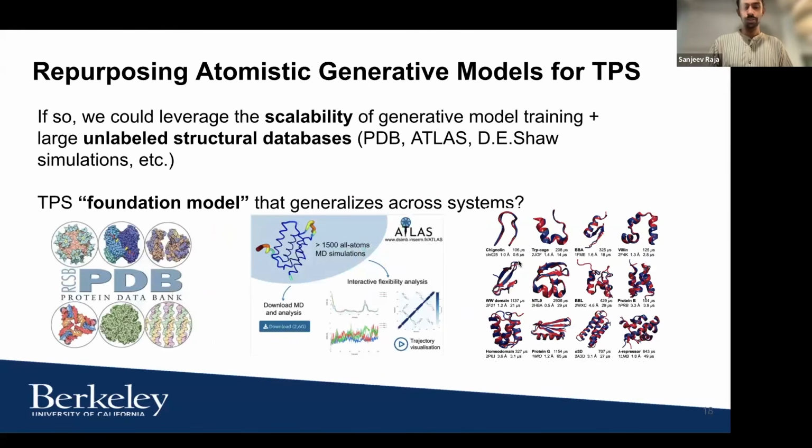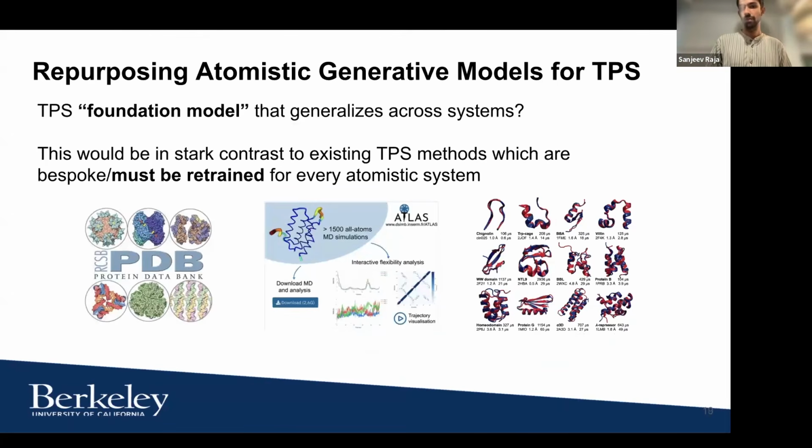And yeah, if we could do this, we could leverage the scalability of generative model training and also the increasing availability of large structural databases. Of course, there's the PDB, which is crystal structures, but you also have now MD datasets, things like Atlas, MD-Cath, the Misato dataset, things like that. So the vision is, if we could leverage large scale data, then we could solve this problem much better than it was done before, because existing methods for transition path sampling are very bespoke for each atomistic system.